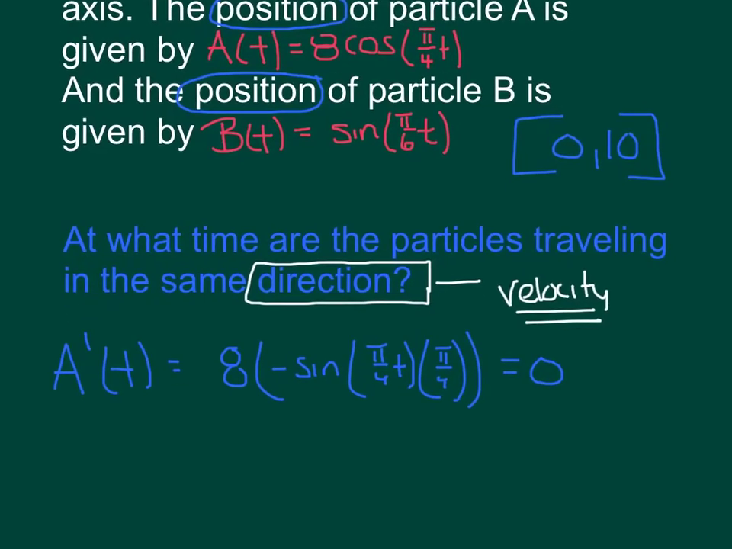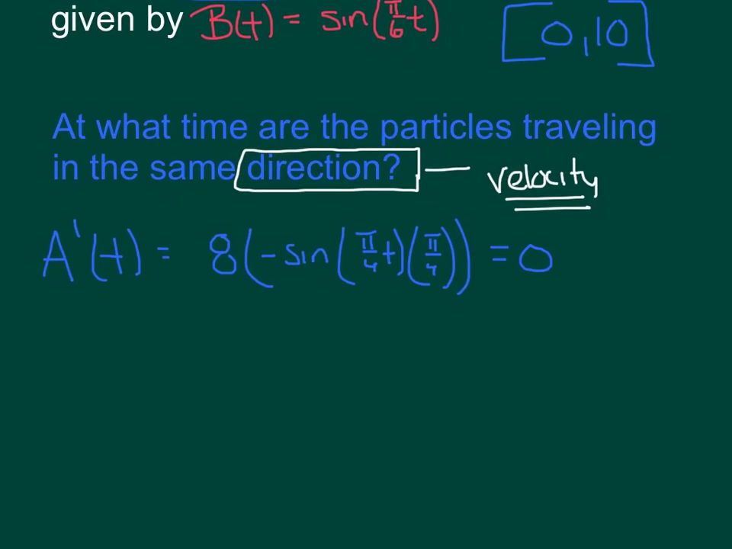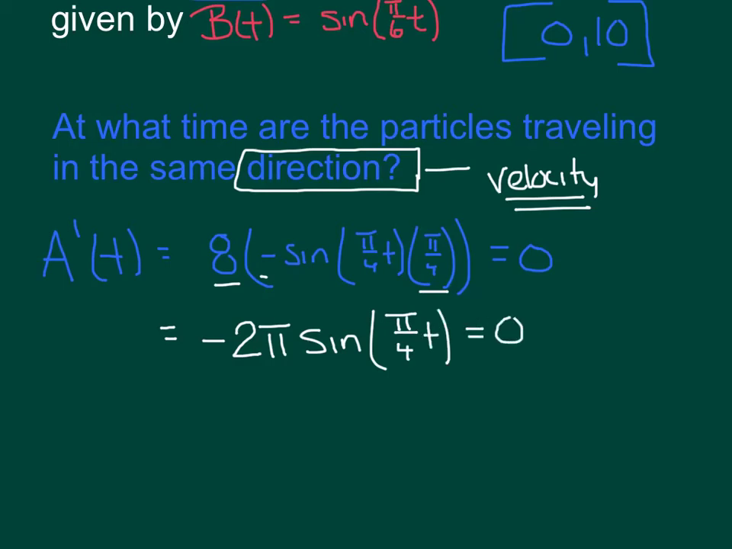Alright, now here's where our trig skills come in. Let's take our time on this. This is something you're going to have to be able to do quite frequently. As I clean this up, I can multiply this term and this term, so that gets me in the negative. I get a negative 2 pi sine of pi over 4t. And I'm setting that equal to 0. Now the first thing I say to myself is, okay, I can easily divide out my negative 2 pi. That's just some silly constant, and that's gone. So the question really says, when is the sine of pi over 4t equal to 0?